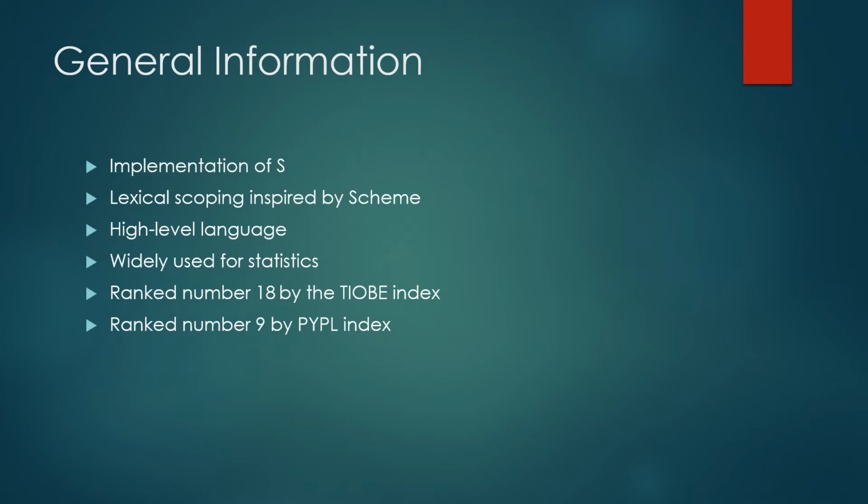R is actually an implementation of the S programming language. If you have some code that was written in S, it's highly likely that it will run in R without having to change anything. R has lexical scoping inspired by Scheme. What that means is that if a variable's definition is needed, it's resolved by searching its containing block and then the next containing block, and so on until the definition is found.